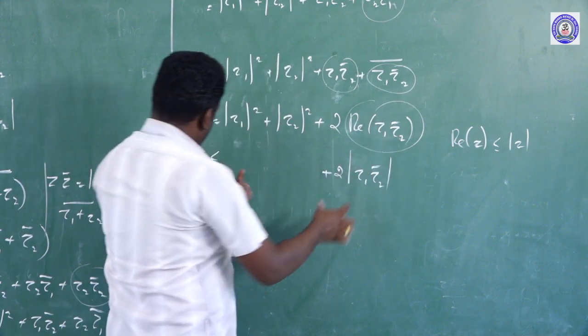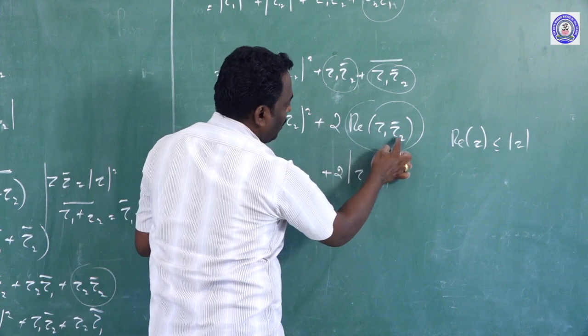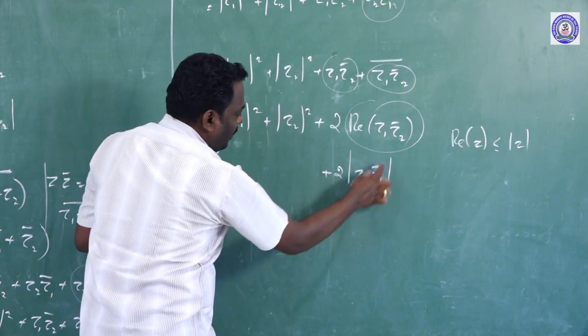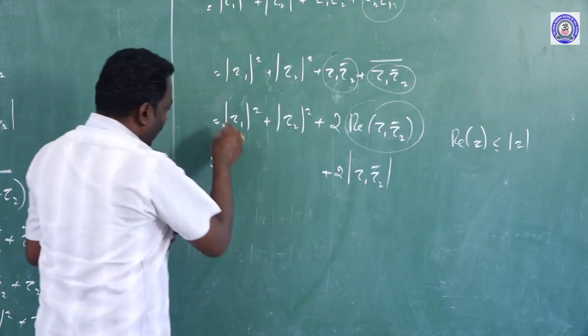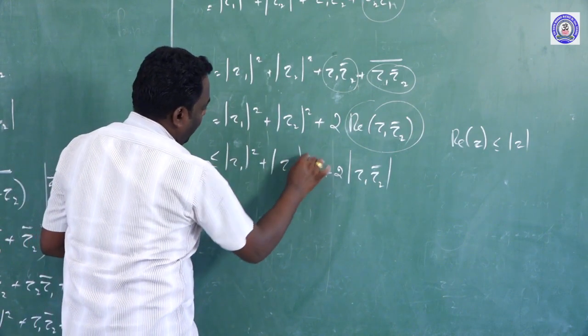Real of Z is less than or equal to modulus of Z. Here Z is called Z1 into Z2 bar. Therefore, it is modulus of Z1 into Z2 bar, and the remaining terms are as they are: modulus of Z1 square plus modulus of Z2 square.